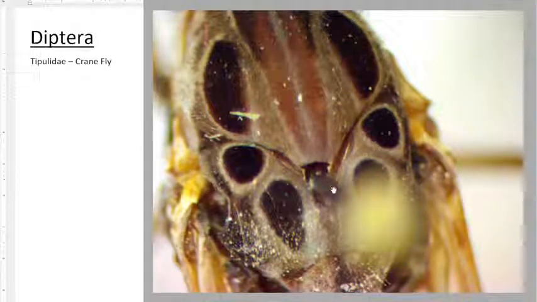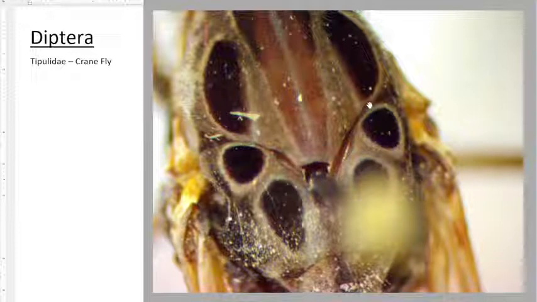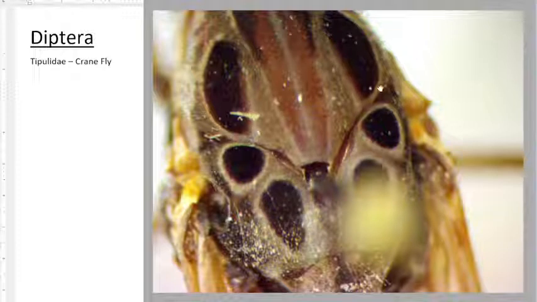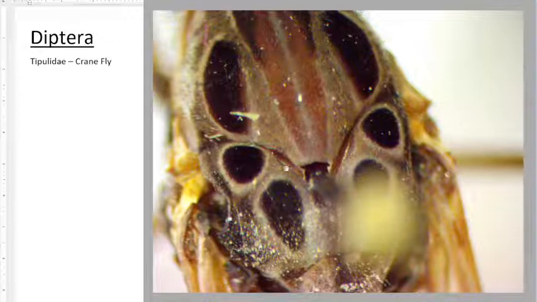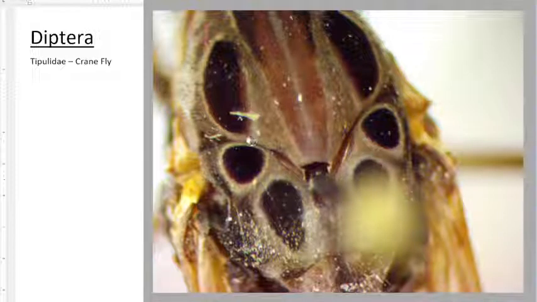It's V-shaped. In crane flies, they have this V-shaped suture on the mesonotum, the middle part of the thorax. That's going to be your characteristic for all tipulids, for all crane flies. They have this V-shaped suture. That's easy enough.